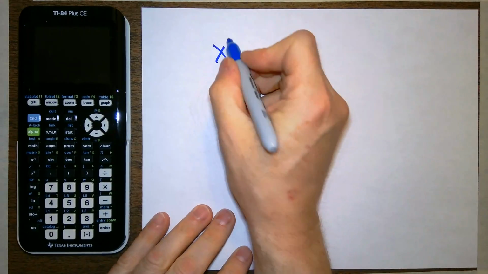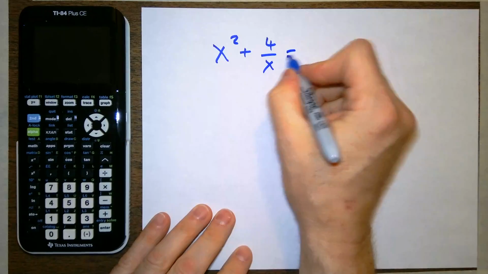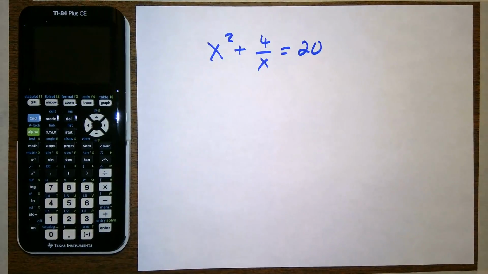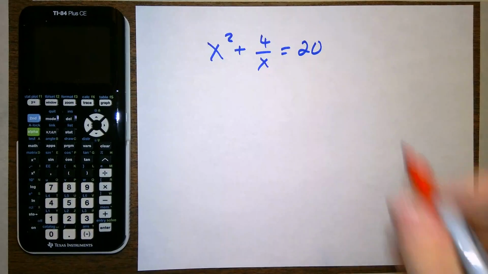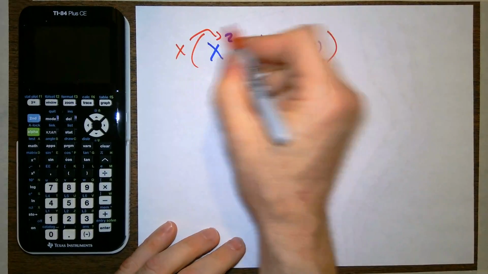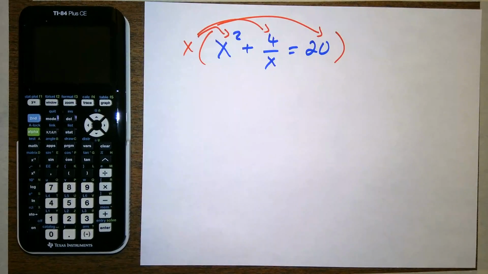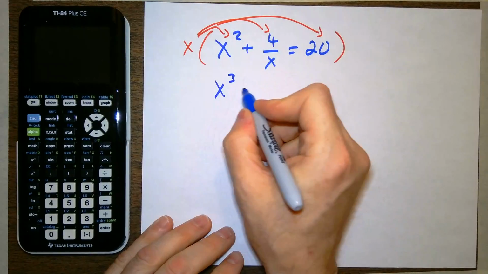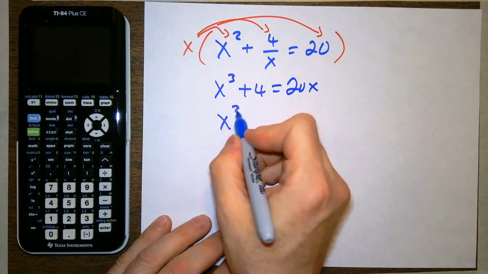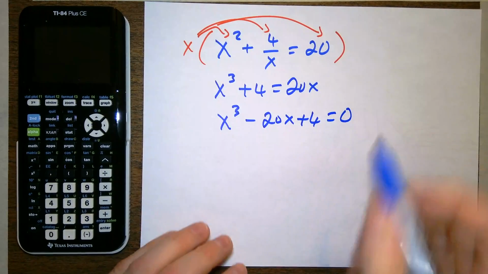Suppose I have x squared plus 4 over x equals 20. Again, not in standard form. I can use the trick to get rid of all the fractions, all of the denominators, by multiplying everything by an x. And I get x cubed plus 4 equals 20x. Subtract: x cubed minus 20x plus 4 equals 0.